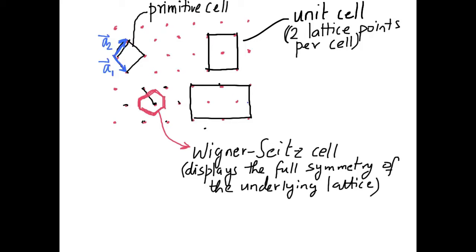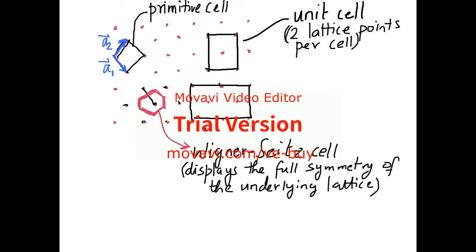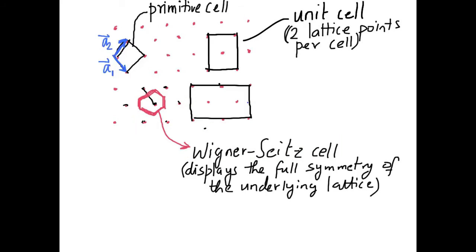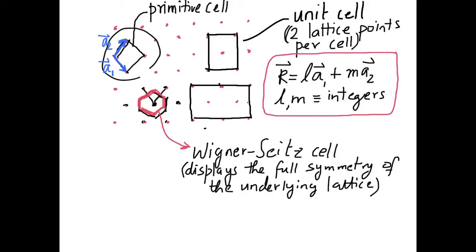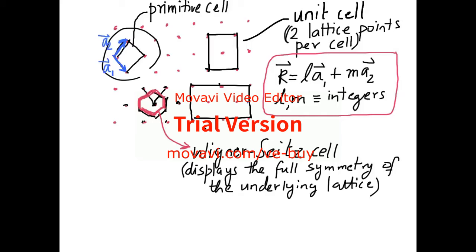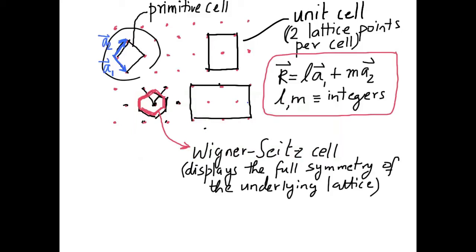Let us now make two important observations. The first one is that all the lattice points are equivalent. And the second one is that given any reference lattice point, we can reach any other lattice point through a vector which is a linear combination of these two unit vectors A1 and A2. So R is a new vector which can connect any lattice point to any other lattice point. And of course L and M are integers and A1 and A2 are the original unit cell vectors.